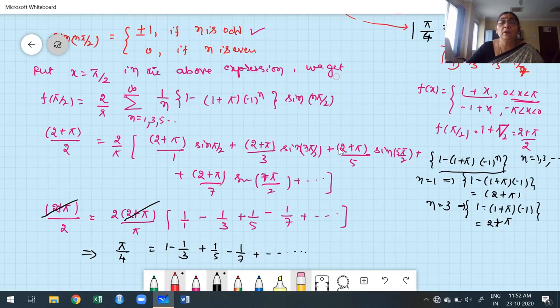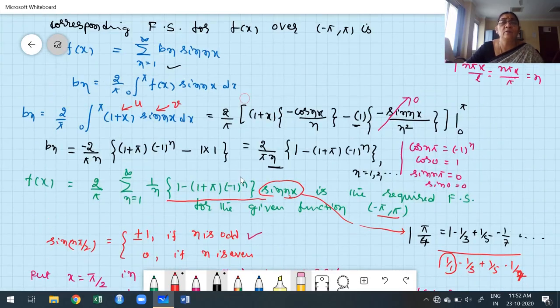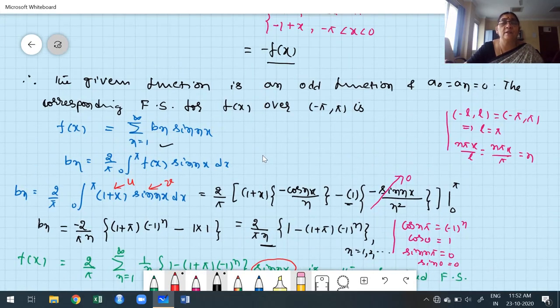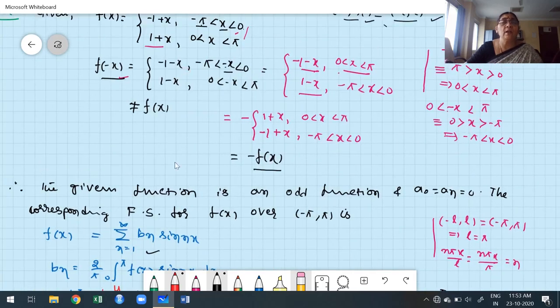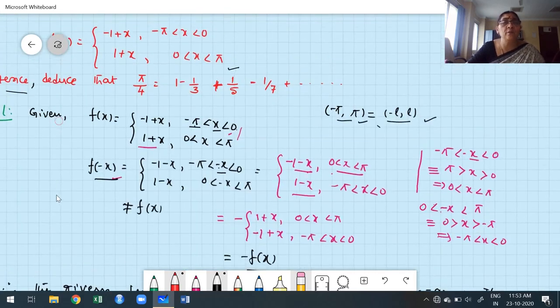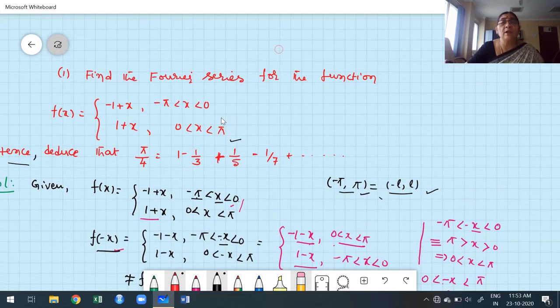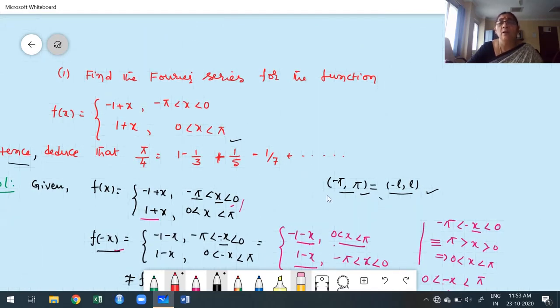Now before moving to the next problem, I will just take a quick glance at this problem because it's a splitting function. The question arises: given a splitting function, how do we proceed? First, you take the overall range of the given interval. My overall range is minus pi to pi. Once this is minus pi to pi, it is as usual referred to the second case.